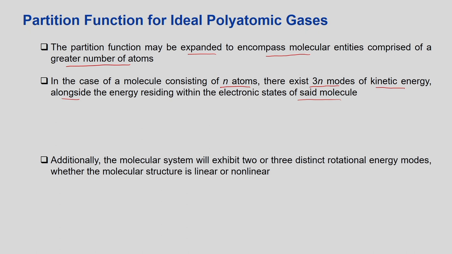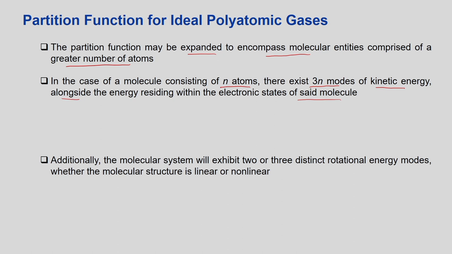Out of that 3n, there are some modes which are already constrained due to motion other than translation. What are those? They are the kinetic energy comprising the vibrational or the rotational motion. So we have to subtract those energies, that is the degrees of freedom, and we will get the overall degrees of freedom. We will see what it means.